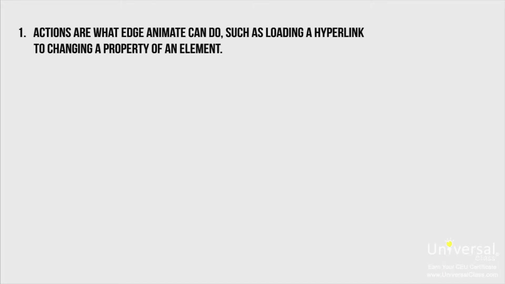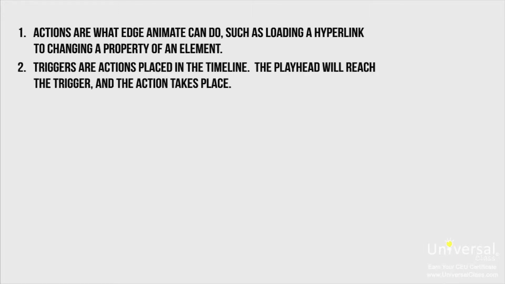JavaScript is incorporated into your composition using actions, triggers, and events. Actions are what Edge Animate can do, such as loading a hyperlink to changing a property of an element. Triggers are actions placed in the timeline. The playhead will reach the trigger and the action takes place.